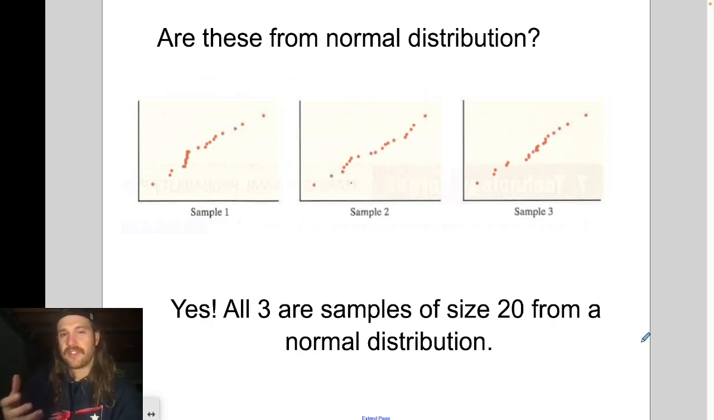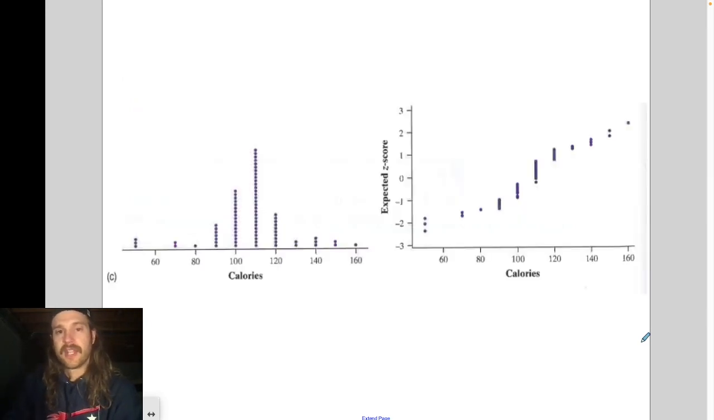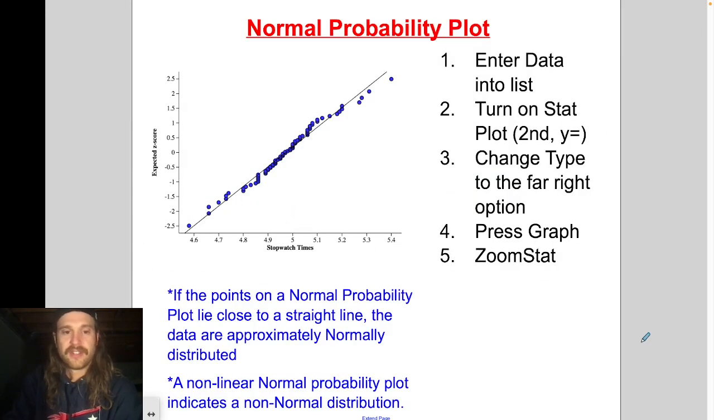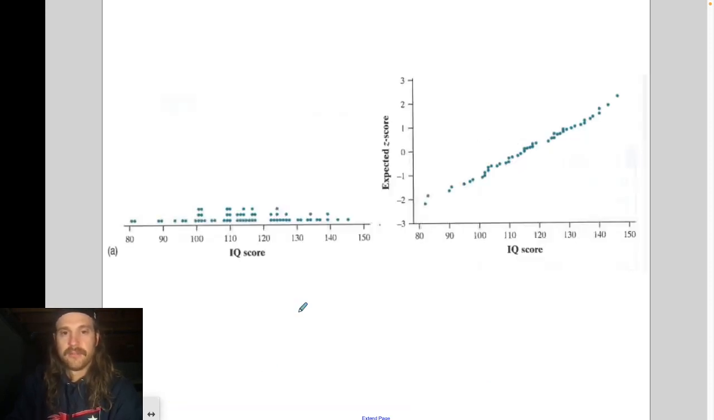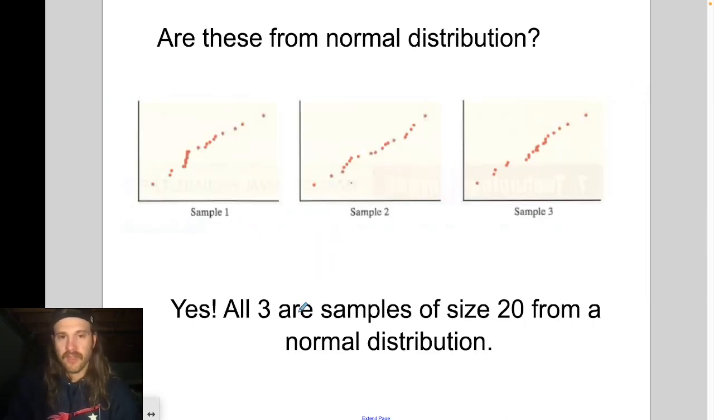I wanted you to see, are they all supposed to be perfectly straight? No, you should have a little bit of wiggling going on. And remember, you're going to say one of these two things when you interpret your normal probability plot. It's believable. These all follow a pretty much linear pattern, so we can assume that the data from which it's selected is approximately normal.